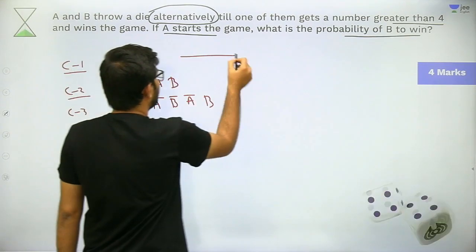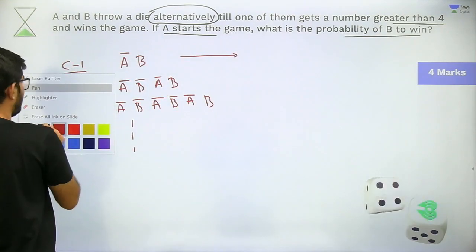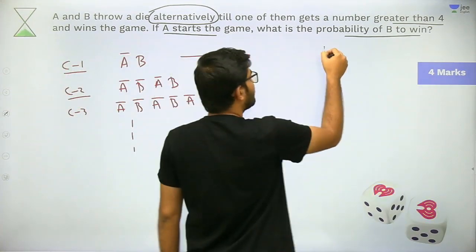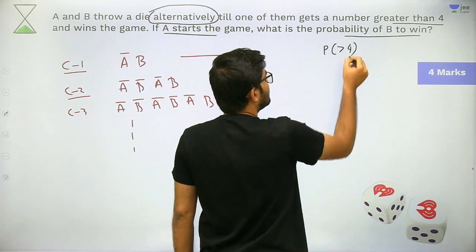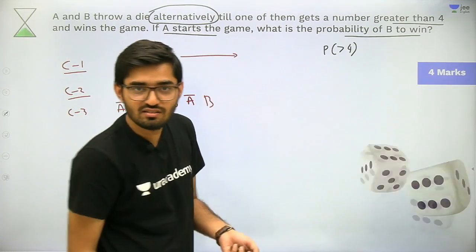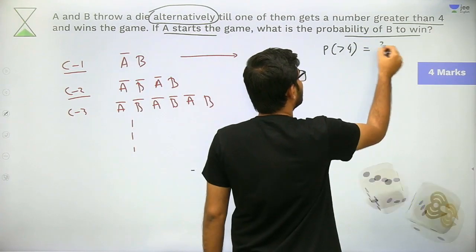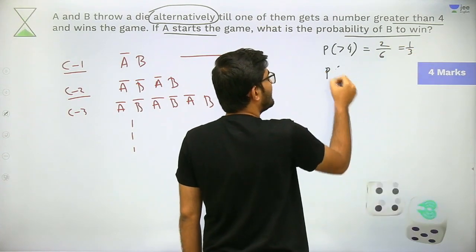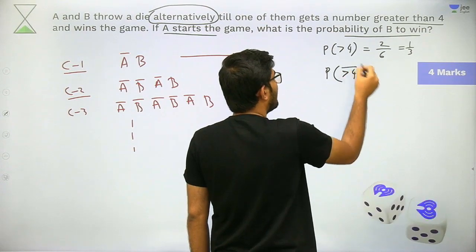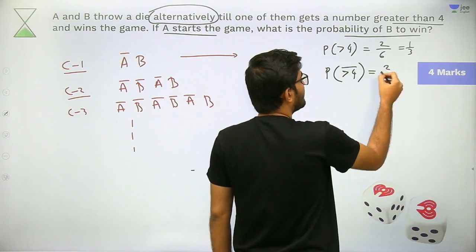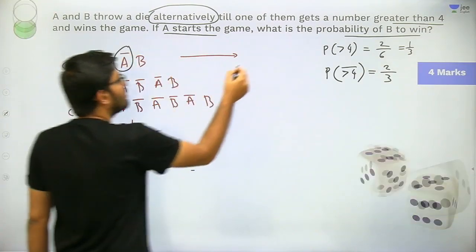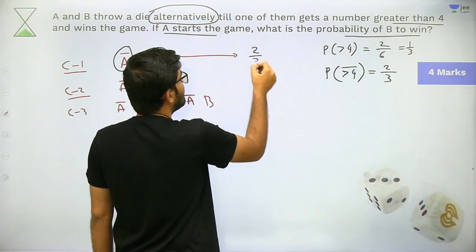Now in this case, what is the probability? In the first case, A is not getting a number greater than 4. So what is the probability of getting a number greater than 4? Greater than 4 means 5 and 6, so 2 divided by 6, which is 1 divided by 3. So what is the probability of not getting a number greater than 4? Not getting a number greater than 4 will be 2 by 3.